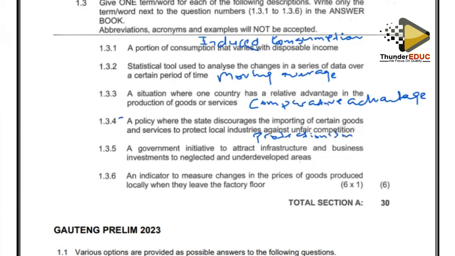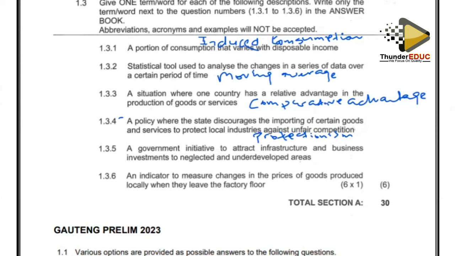This is protectionism, where now the country is trying by all means to protect its industries. And remember, I did say that when you talk of an industry, we refer to a different set of businesses that sell the same commodities or the same product. Okay, right. So now let's move on to 1.3.5.